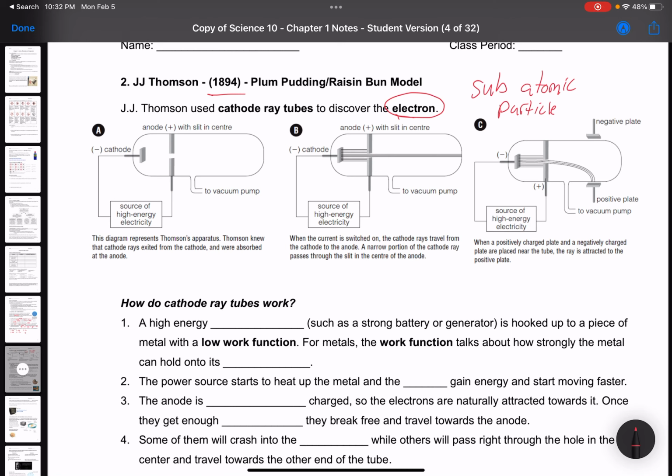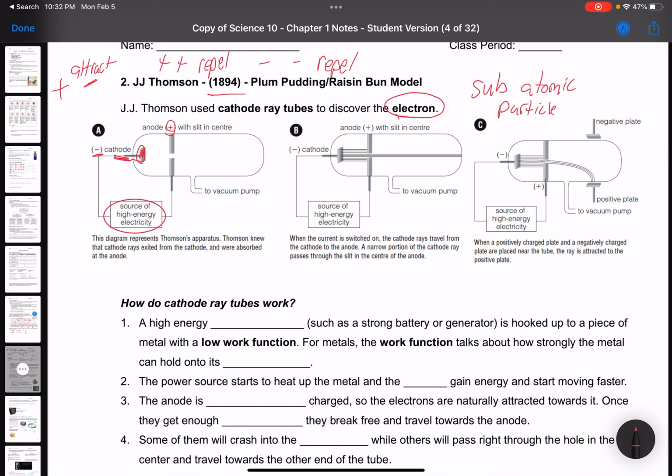So I'm just going to walk you through this diagram here as to what happens. If we look at A, we have a source of high energy electricity, and then we have a cathode, which is this piece of metal, and we have an anode. Notice how the cathode's negative and the anode is positive. In electricity, a positive charge and a negative charge attract. A positive and a positive repel, so they don't want to be by each other, and a negative and a negative repel. So opposites attract.